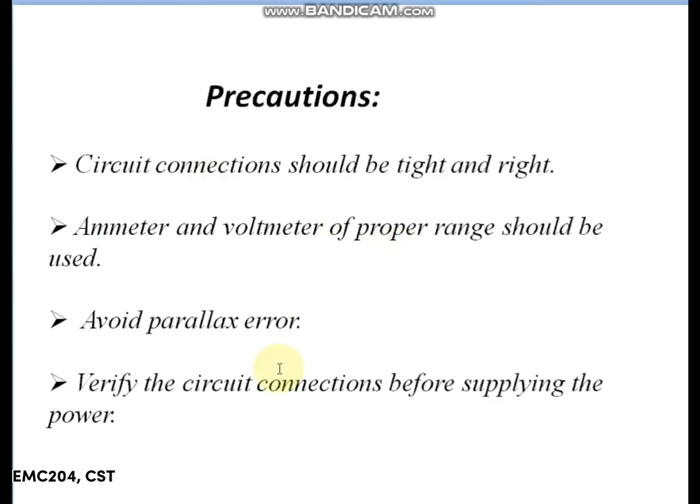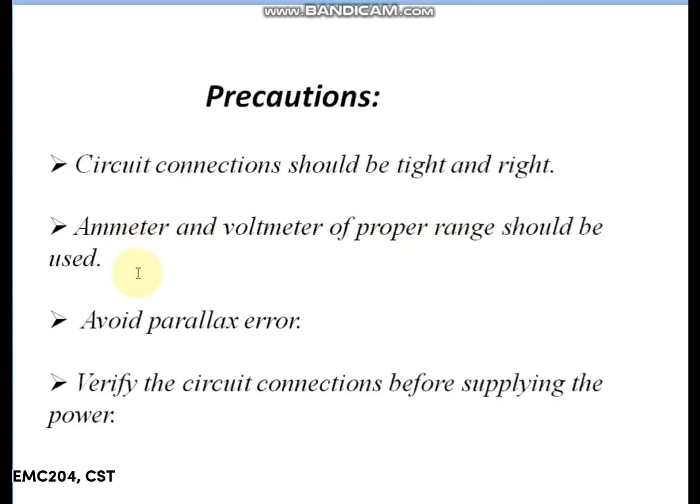Then these are the precautions for our experiment. Precaution number 1 says circuit connections should be tight and right. Make sure that the connections you have made are tight, so that there is no disconnection and the connections are continuous. Then they should be right, so that you will get the correct reading. And the ammeter and the voltmeter of proper range should be used.